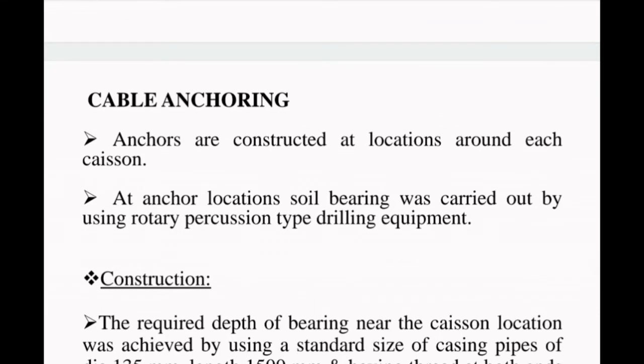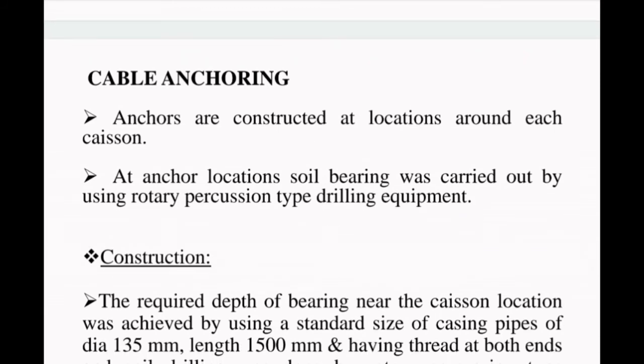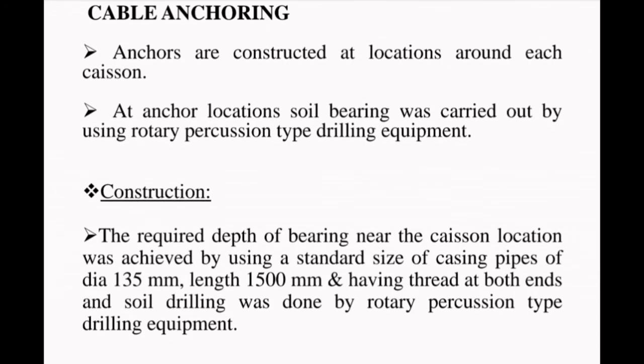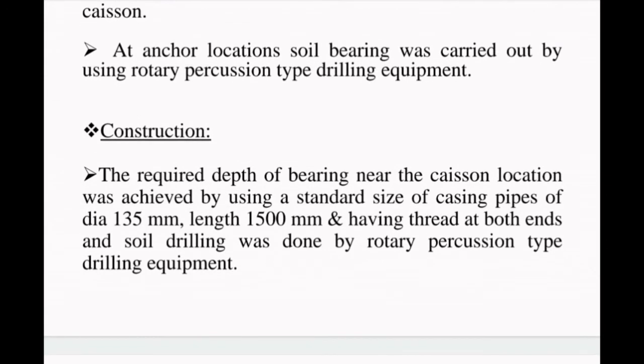And next we are going to see about the cable anchoring. Anchors are constructed at locations around each caisson. At anchor locations, soil boring is carried out by using rotary percussion type drilling equipment. These types of drilling equipment are used for the cable anchoring. And the construction of the cable anchoring is done at the location by using standard size casing pipes, which is of diameter 135 mm, and the length of the pipe is 1500 mm, and they have a thread on both sides, and the soil drilling was done by the rotary percussion type drilling equipment.